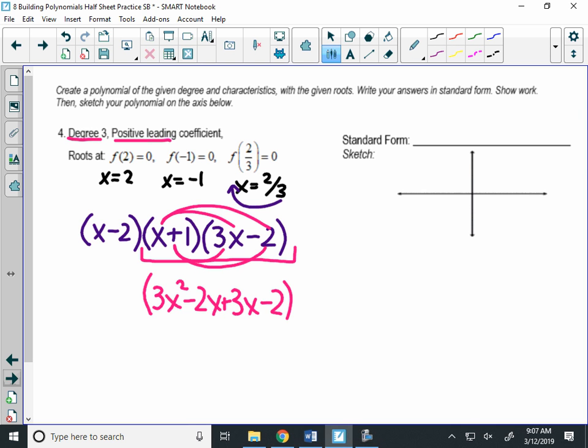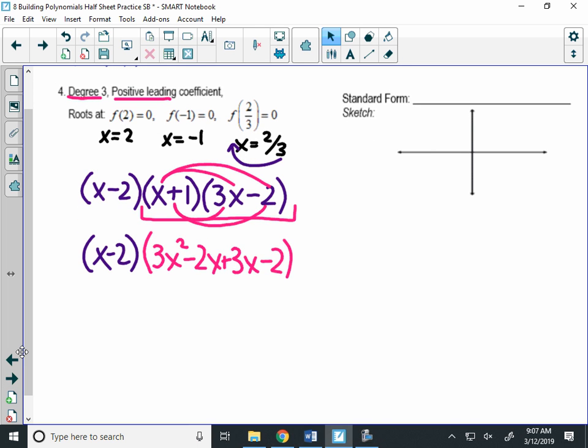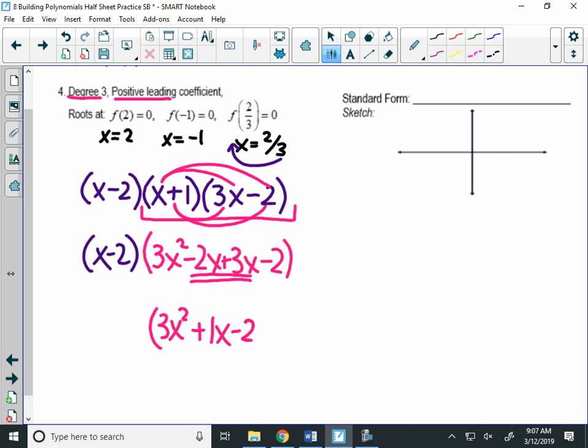Then I bring down the x minus 2. We're not done with that. Well, I need to combine like terms here. So I'll have 3x squared plus 1x minus 2. And what I'm going to do is multiply that trinomial by x minus 2. When you do this, the x gets distributed to every term.